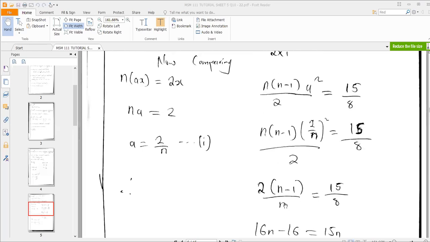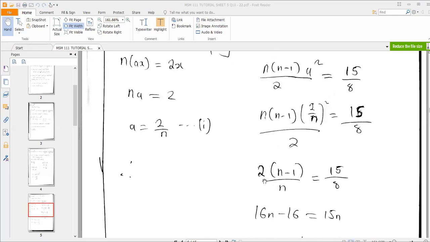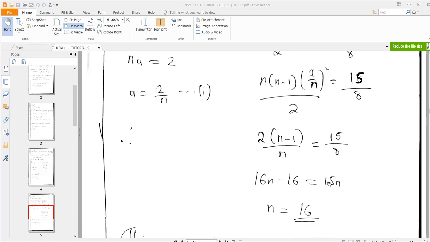So when you are here now, you can just cross multiply. We have this 8 times 2, it's 16, right? 16 times n, we're having 16n. Then 16 times 1, we're having minus 16 there, isn't it? Equals 15n. Then you know that the 15, when it comes this side, it will be negative. Then the 16, it will be positive. So it will be 16n minus 15n. We're having n just, isn't it? n equals 16.